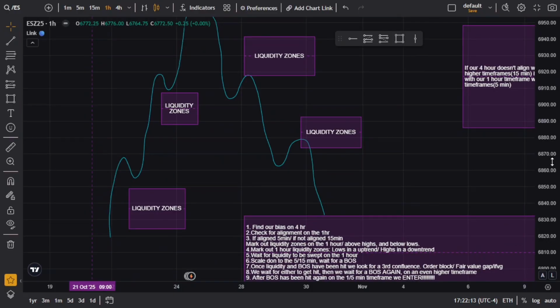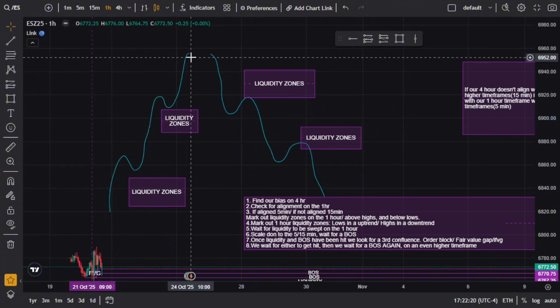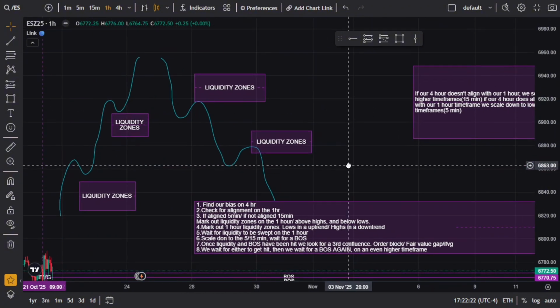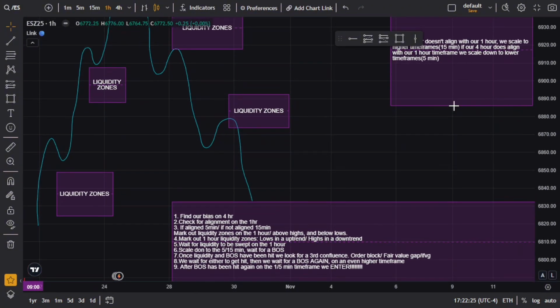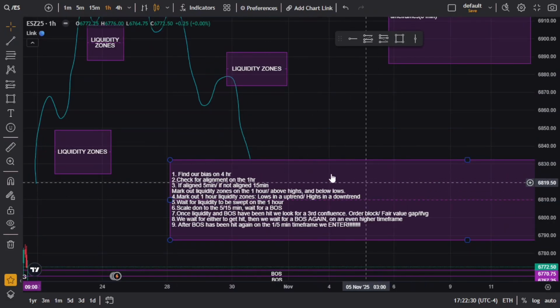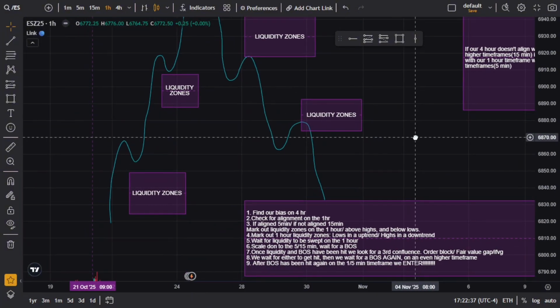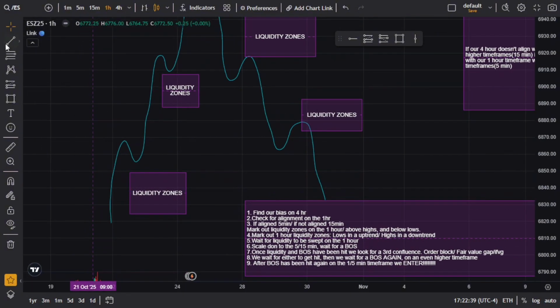It spikes kind of crazy. But yeah, remember that liquidity rests below lows in an uptrend and above highs. Yeah, I marked it out here. Mark out 1 hour liquidity zones, lows in an uptrend, highs in a downtrend. If you don't know what lows and highs are, go look up candlestick anatomy. It's basically, this is a high.